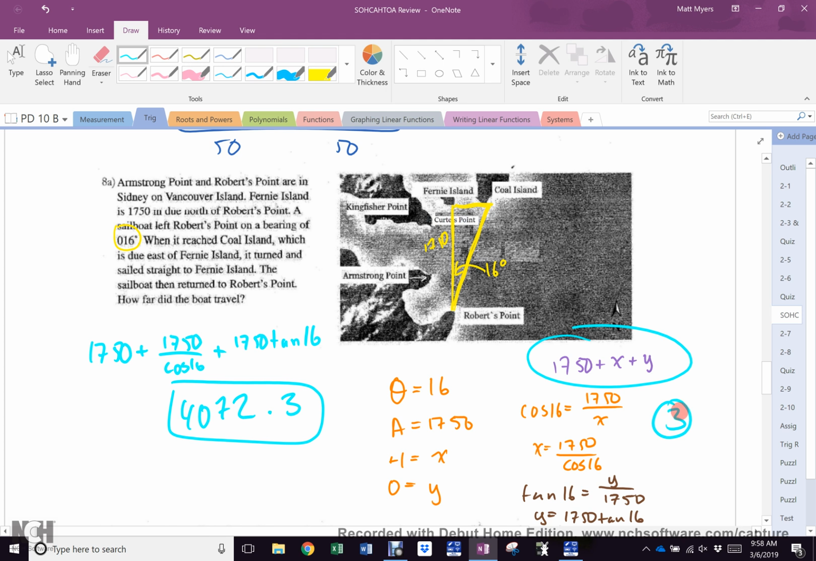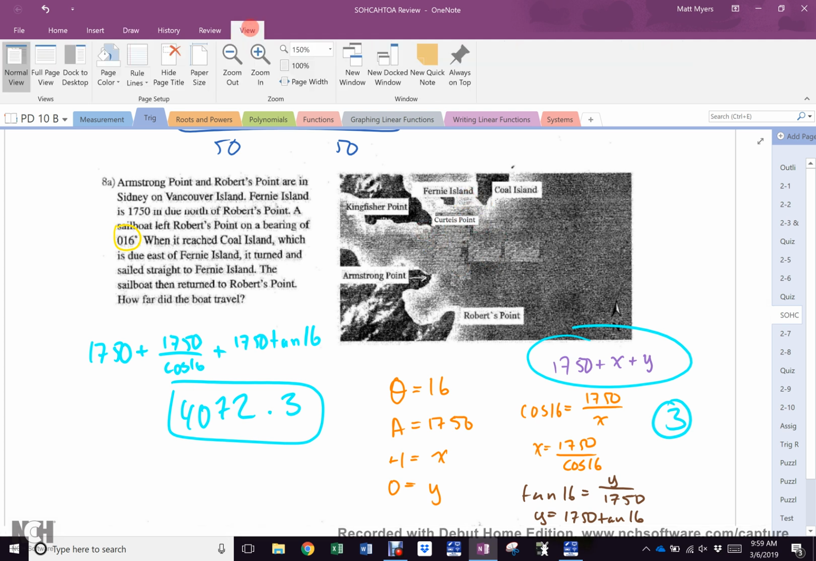Because you had to interpret the map and then do your trig. Any questions about it? Excellent. Now, the next question is more difficult. And the next question, I want to zoom in on this map.